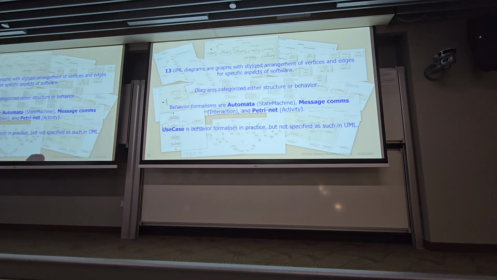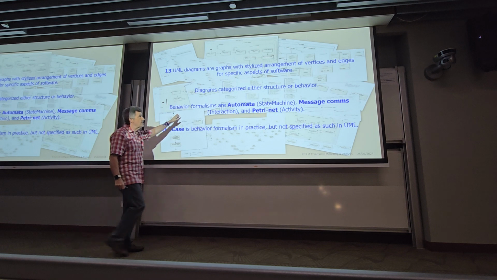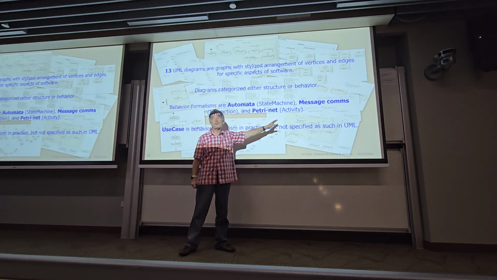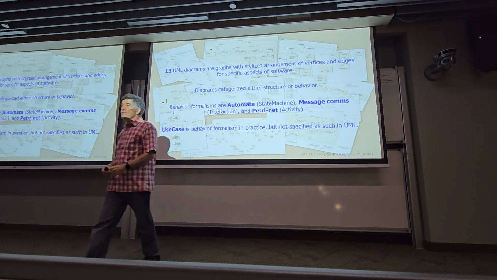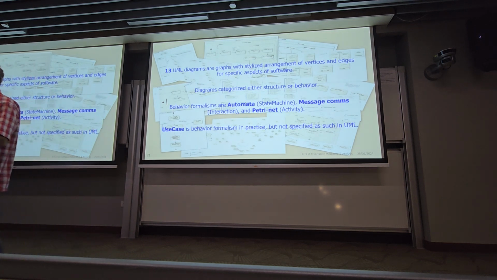There are now 14 diagrams, not 13. The latest diagram is the profile diagram, which after looking at it, I thought it really wasn't worth it, but anyway. There are 3 behavior formalisms. There's no such thing as a structural formalism. Structure is about composition, so you have to look at what composition is defined as. But for behavior, they use 3 formalisms. A formalism is like a methodology in behavior.